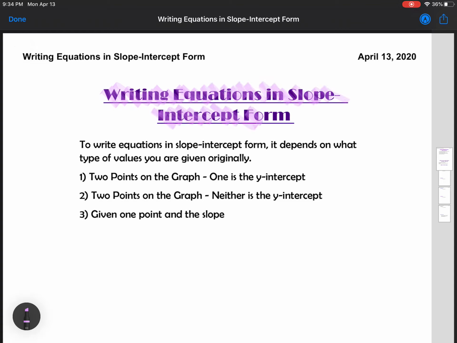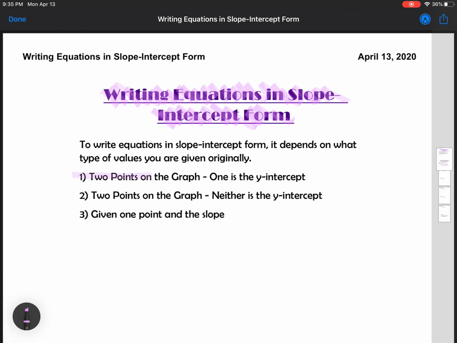Okay, to write equations in slope-intercept form, you need a certain amount of things. One way is 2 points on the graph, one of them being the y-intercept. The other way is 2 points on the graph, where one of them, or neither of them, is the y-intercept. And the third way is given 1 point and the slope. So 2 and 3 we're going to focus on tomorrow.